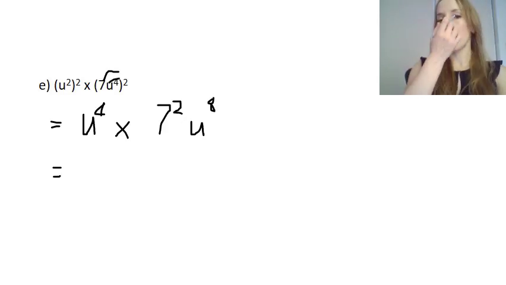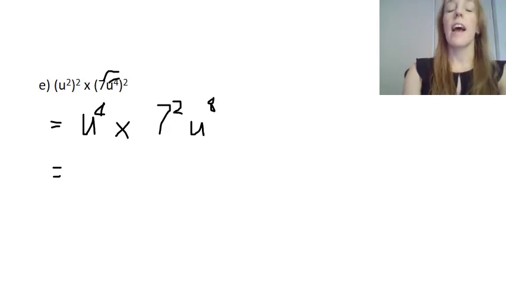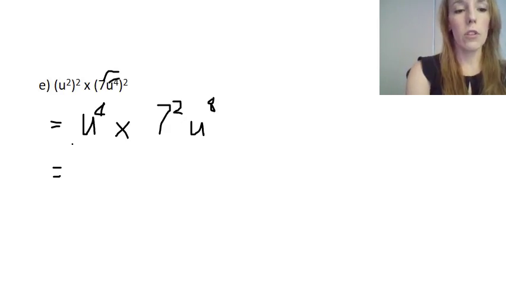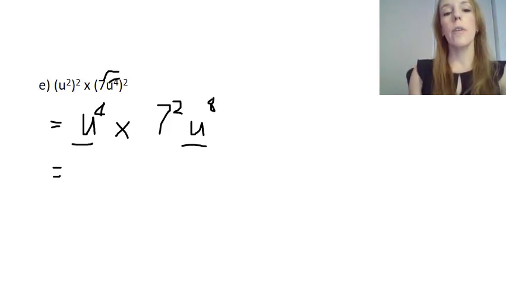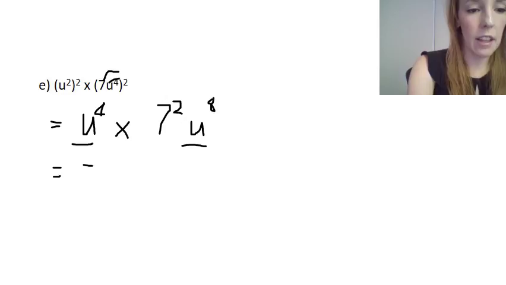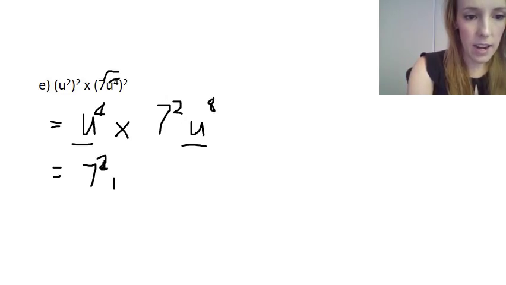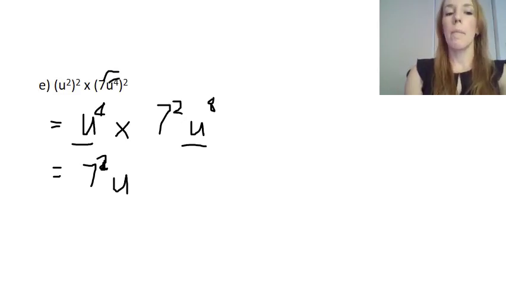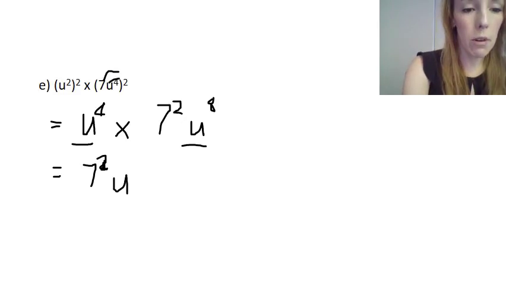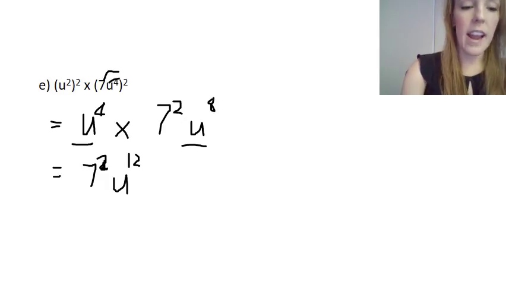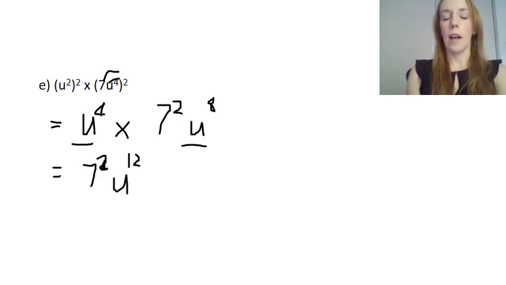And we can actually simplify that further by using our index laws that we learned in our last lesson. So we've got 2 of the same bases here, u, and they're being multiplied together. So we can actually just add our indices there. So that leaves us with 7 squared u, and remember, when they're being multiplied like that, we can just add our indices together. So 8 plus 4 will give us 12. So our answer is 7 squared, u to the power of 12.